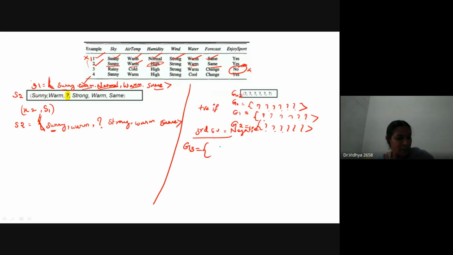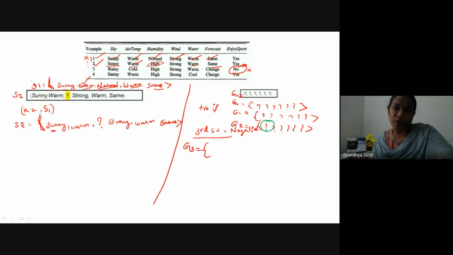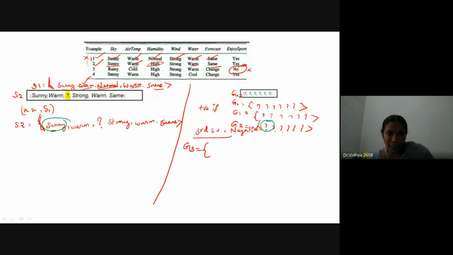So the first attribute here is a question mark. This is a general attribute; it may be anything, and it may answer true for all values. And in X2 we have sunny, which is a specific attribute explicitly available. So combining the question mark and sunny, we get the result sunny.